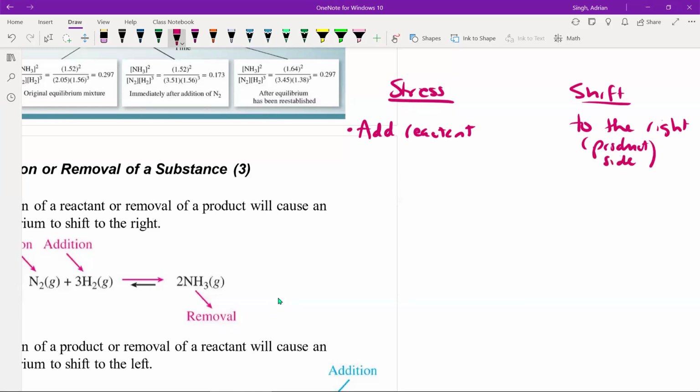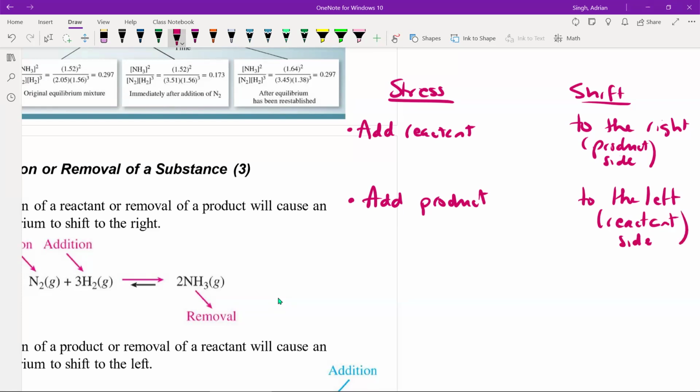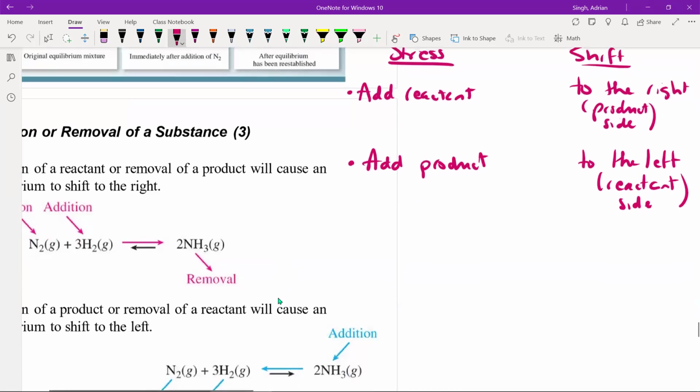And then alternatively, if we add a product, you can probably imagine what's going to happen. If we add something to the right side of the equation, the equilibrium is going to shift to the other side, to the left side. So in other words, when you have a system at equilibrium and you add something to one side, the equilibrium shifts to the other side, right? That's the generalization we can make.